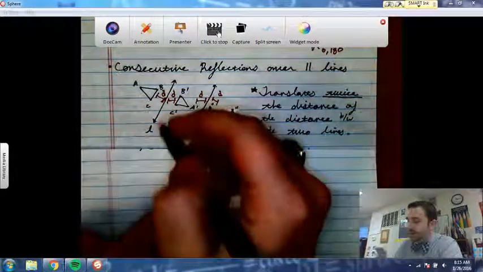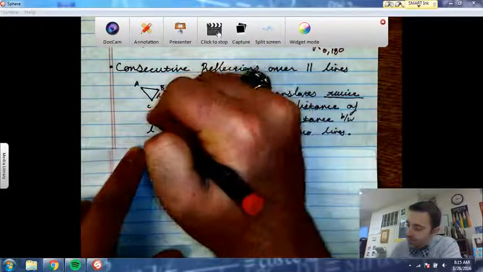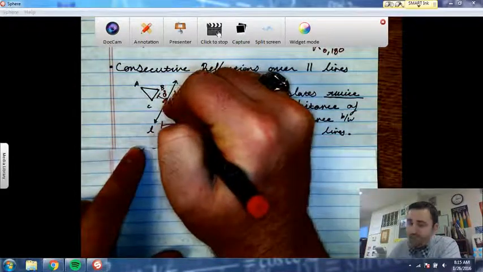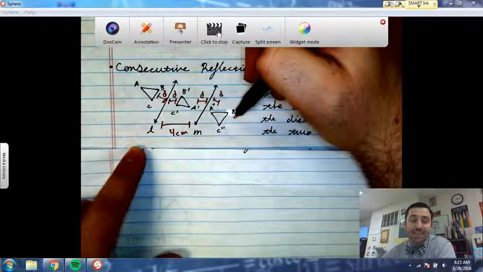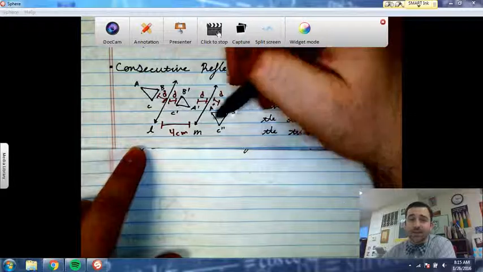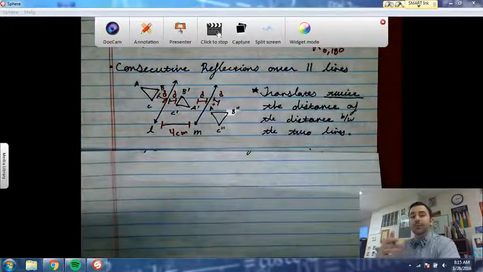And so to give you more specifics, if this was 4 centimeters, I would have to travel 2 centimeters and then 2 centimeters again to get this image. Or 4 and 4, which would be a total translation of 8 centimeters.